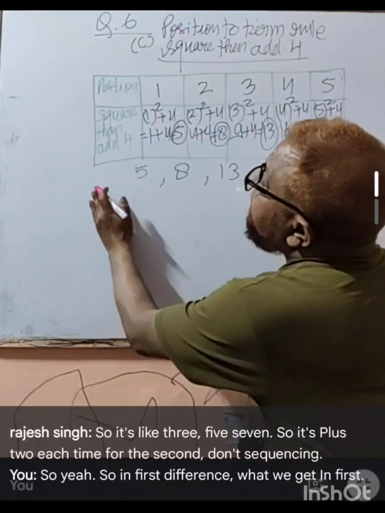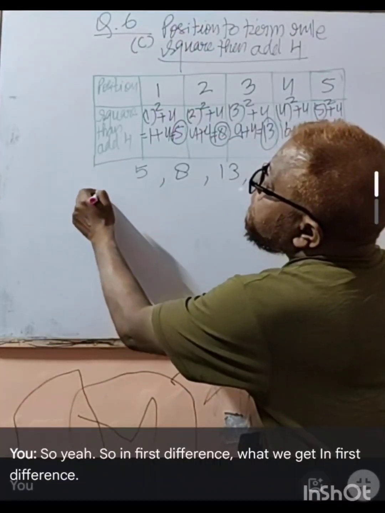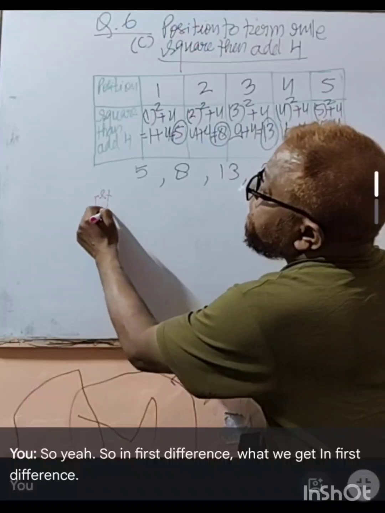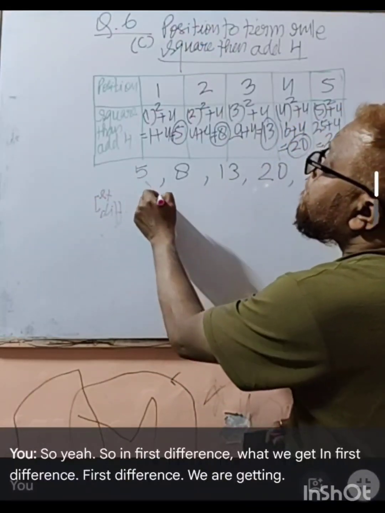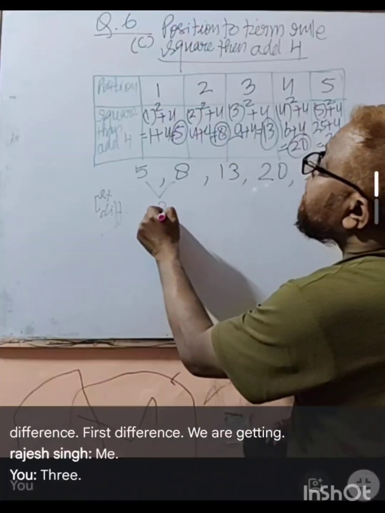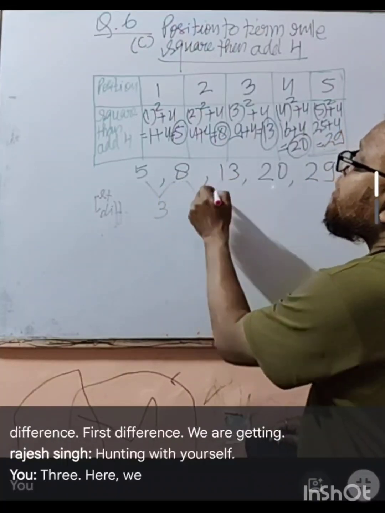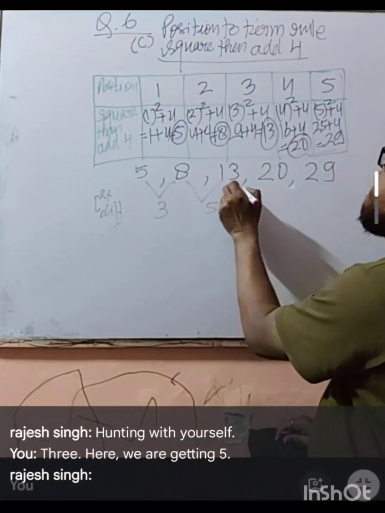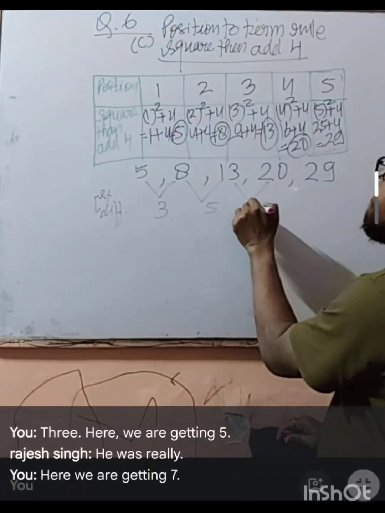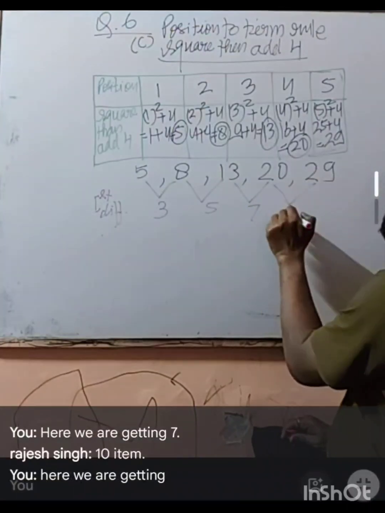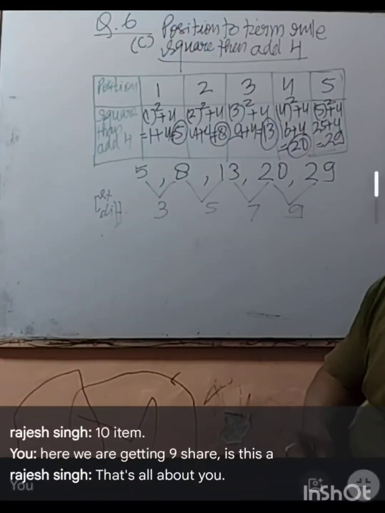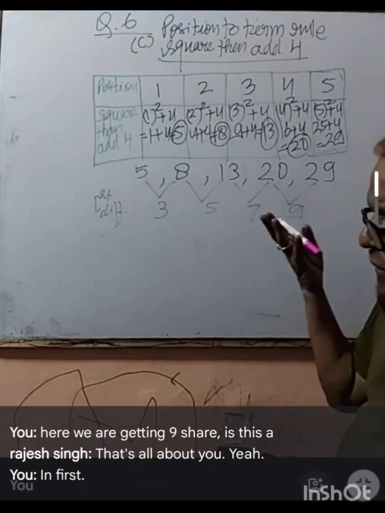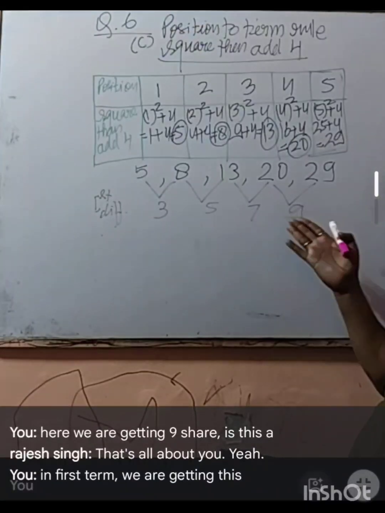In the first difference, we are getting 3. Here we are getting 5. Here we are getting 7. Here we are getting 9. Shreya, is this so? Yeah. In the first difference, we are getting 3, 5, 7, 9.